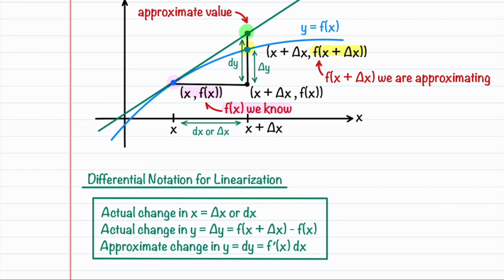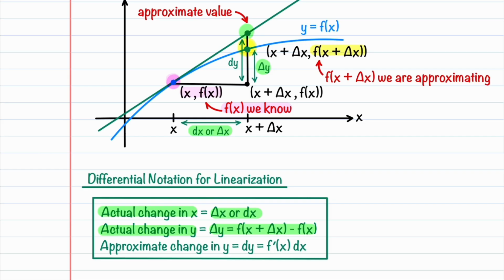When we use differentials, we focus on the change between this point here in yellow and this point here in pink. dx or delta x is the actual change in x. Delta y is equal to f at x plus delta x minus f of x, and that's the actual change in y. And then we use differentials to approximate that actual change in y with dy, which is equal to f prime of x dx. That's this distance right up here, and that is the approximate change in y.